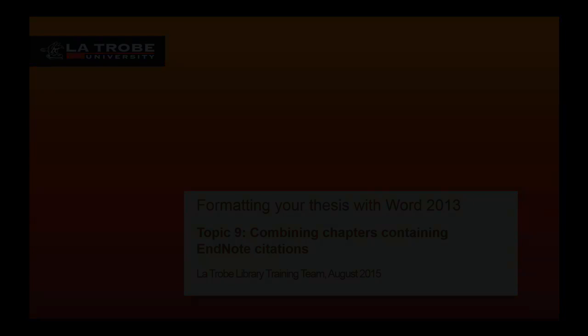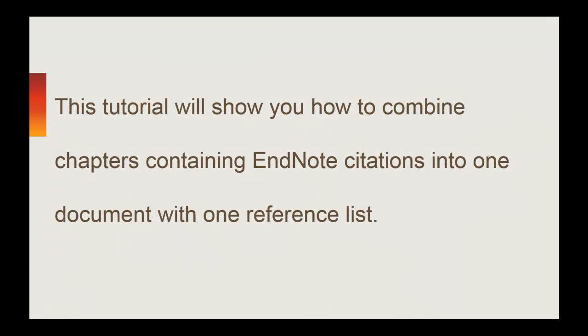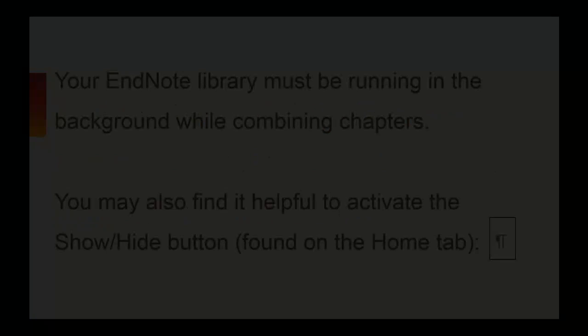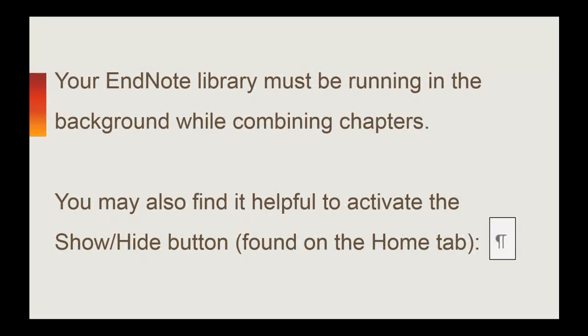Many people find it more manageable to create separate documents for each chapter or section of their dissertation and combine the documents when they're ready to submit their work. Each chapter will probably contain citations, and if you use EndNote and attempt to combine chapters without first unformatting the citations, you may end up with a mess. In this tutorial, I'll show you how to easily avoid any problems when combining chapters that contain EndNote citations.